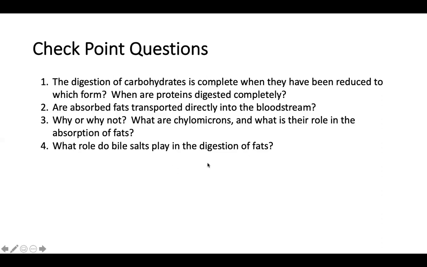And then the fourth question is, what role do bile salts play in digestion of fats? Bile salts help to emulsify fats. Okay, essentially just kind of mechanically break them down, not enzymatically. They are not enzymes. They do not digest in that way, right? This is a very specific term, emulsification, and not really digestion. Okay.